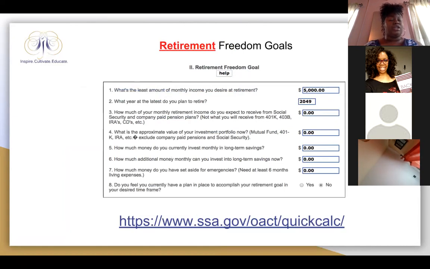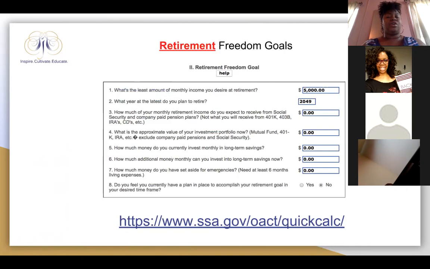So the first question is, what's the least amount of monthly income you desire at retirement? You want to factor in what you're paying now. The only other thing I would say to think about and add in is medical. So think about what you're making now, your monthly income now, and just think of medical. How much of that extra would you need for your lifestyle? So for this, I have $5,000.